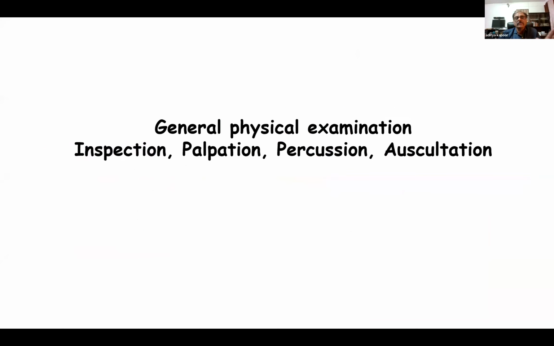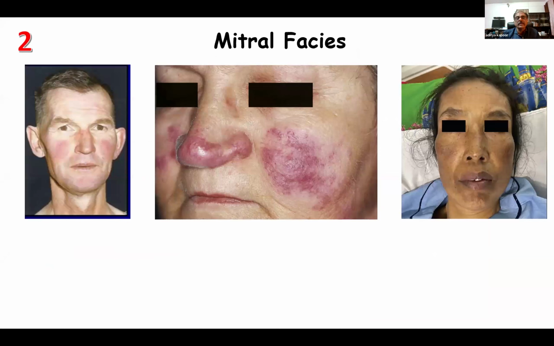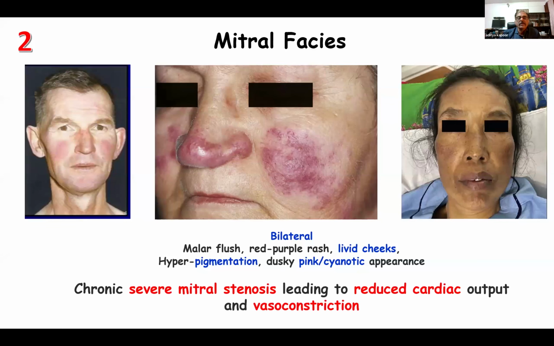Then for mitral stenosis, the second thing you will come to is general physical examination. So mitral facies, again, this is a historical thing now. We never see this, but again, be aware that bilateral malar flush, hyperpigmentation is a sign of severe mitral stenosis with reduced cardiac output leading to vasoconstriction. And this is associated with a low volume pulse.